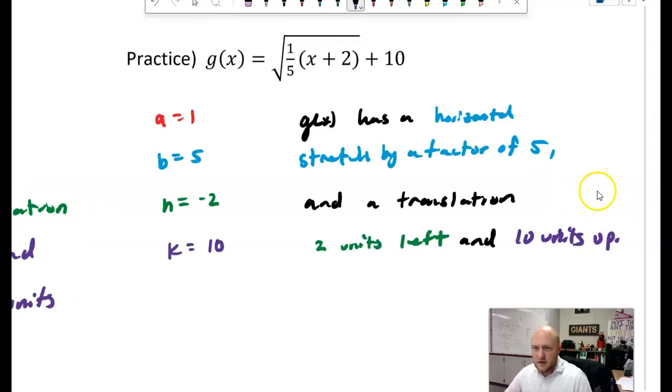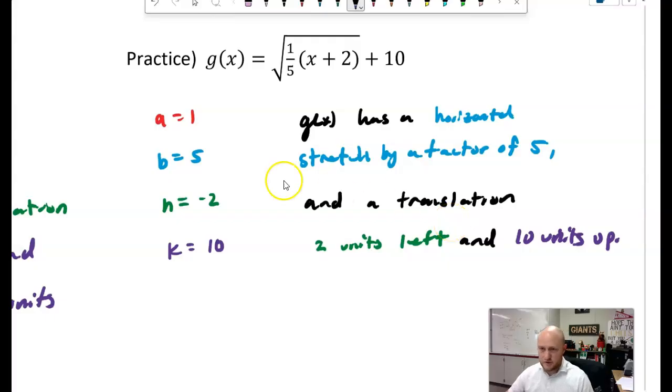All right. Hopefully you got an A value of 1. We don't have one in the front. It's there and it's invisible. Your B value is 5. That's the reciprocal of 1/5. Your H value is -2. Remember, it's always the opposite, just like your B value. And then your K value is 10. So we have a horizontal stretch by a factor of 5. We have a translation 2 units left and 10 units up. And that is it. Okay?